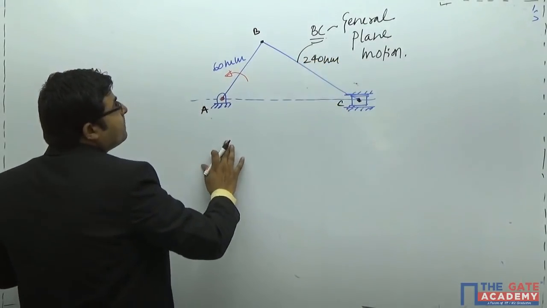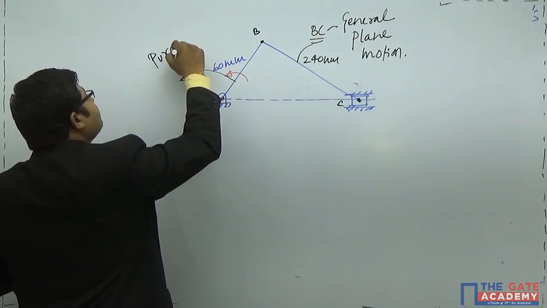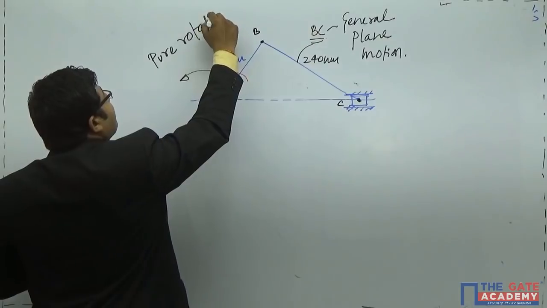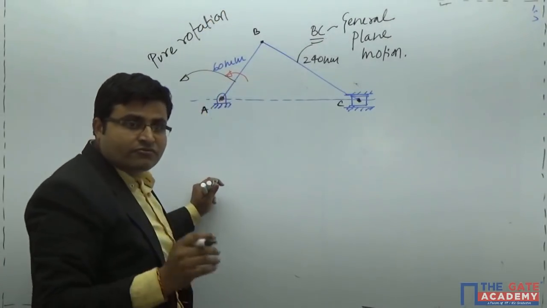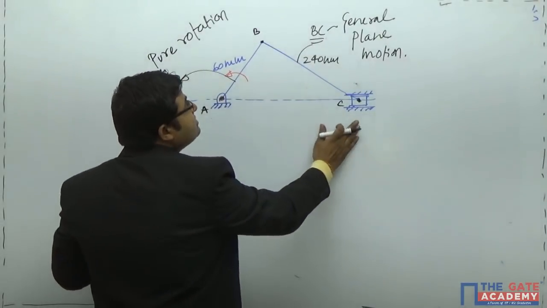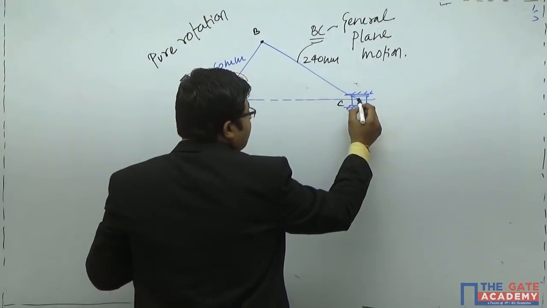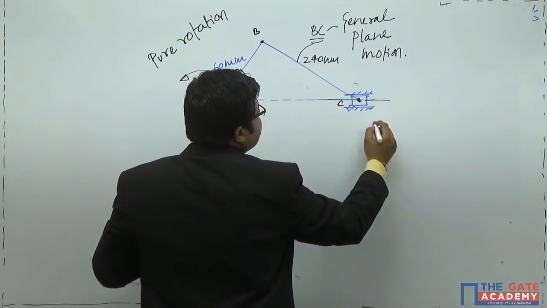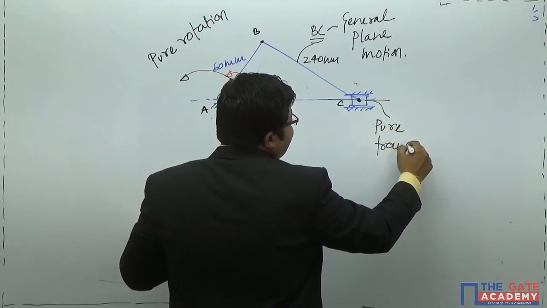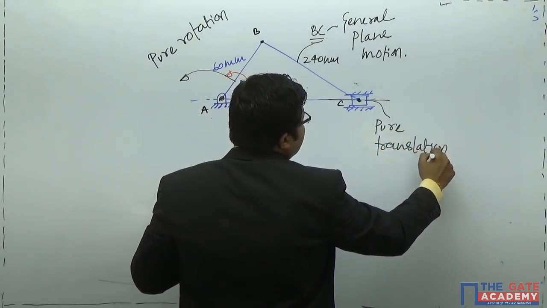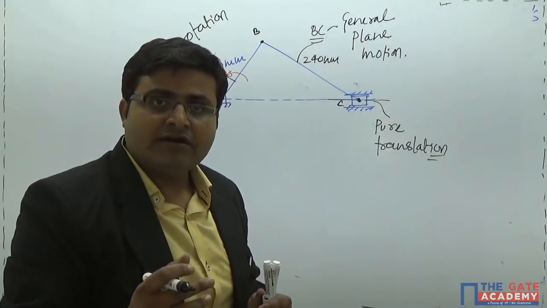What is happening to this link? This link is subjected to pure rotation only. This crank will only rotate. No other motion is possible for this crank. And what about this slider? This slider will always reciprocate to and fro. So this motion is pure translation. Got it? This motion is pure translation.